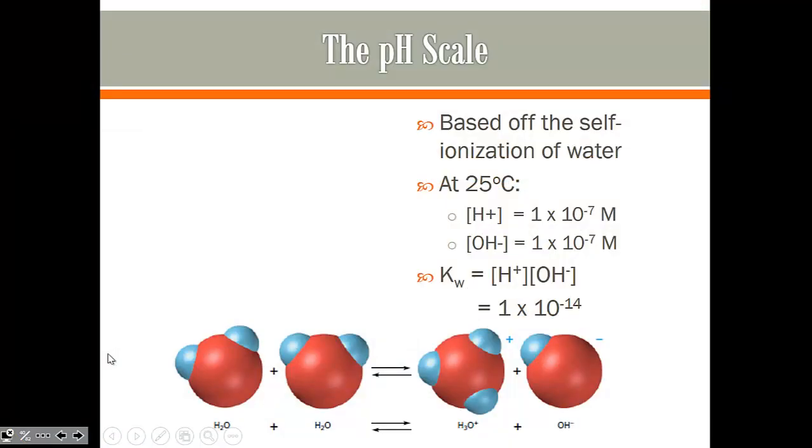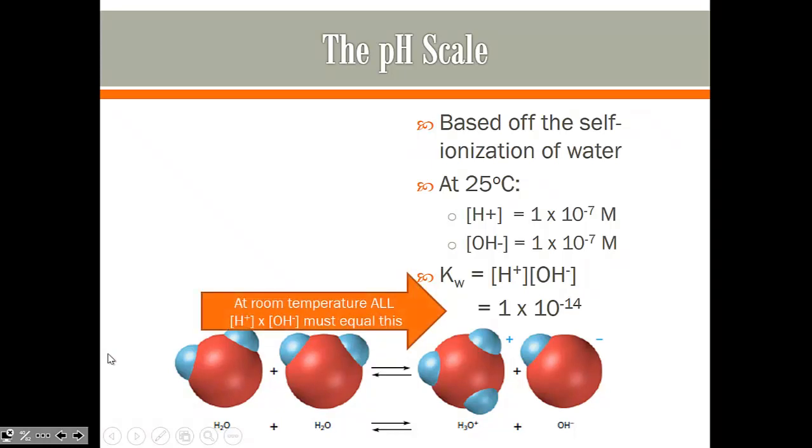The pH scale is based off of the fact that water self-ionizes, and at room temperature only 1 in every 10 million water molecules undergo this process, meaning at room temperature there's 1 times 10 to the negative 7th molar hydrogen and hydroxide ions. In the last unit we talked about equilibrium expressions, so therefore the equilibrium constant for this reaction is 1 times 10 to the negative 14th. And it's a constant. So if I know the hydroxide concentration or if I know the hydrogen ion concentration, I can determine the other using this value.